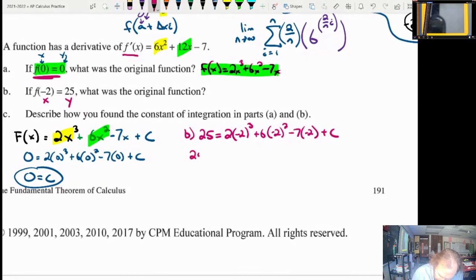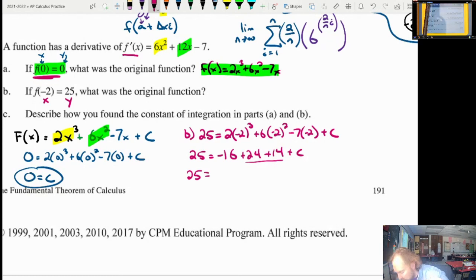We're going to work this out algebraically. This is going to be negative 16. 2 squared is 4, and 4 times 6 is 24. Negative 7 times negative 2 is plus 14 plus c. So if we think about this here, 24 plus 14 is 38. 38 minus 16, I guess I have a calculator, don't I? 38 minus 16 is 22. And so that means that c has got to be 3.